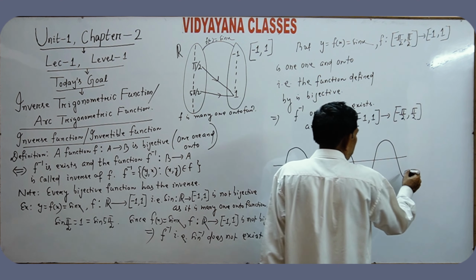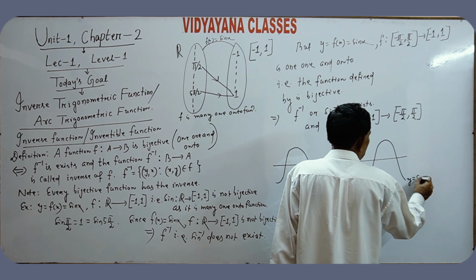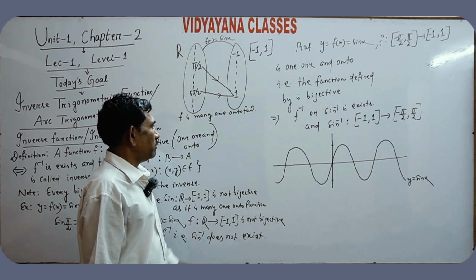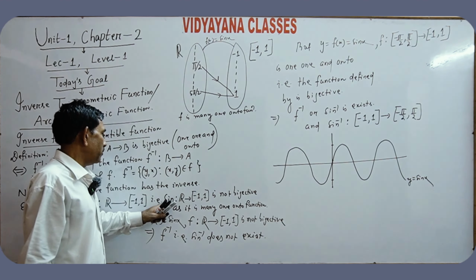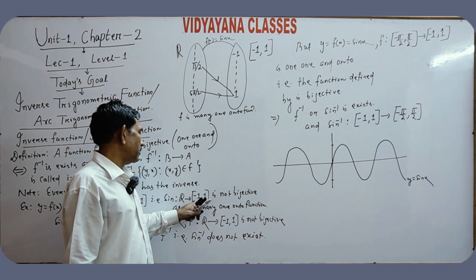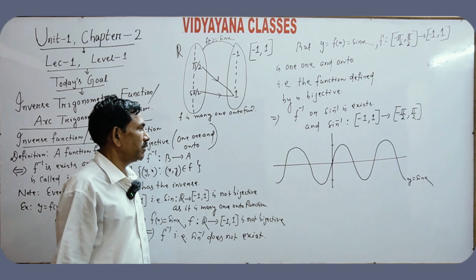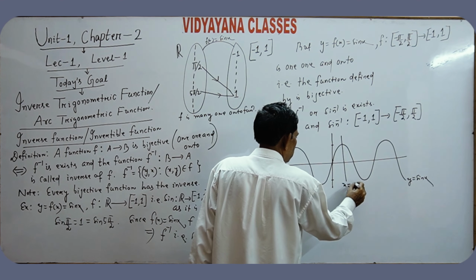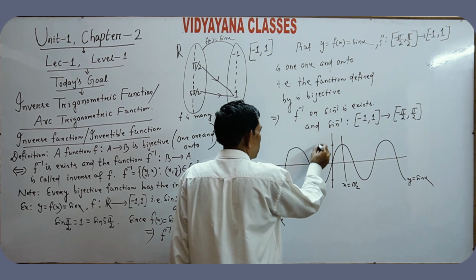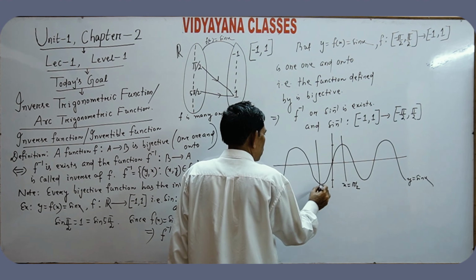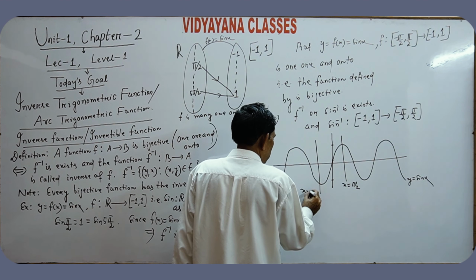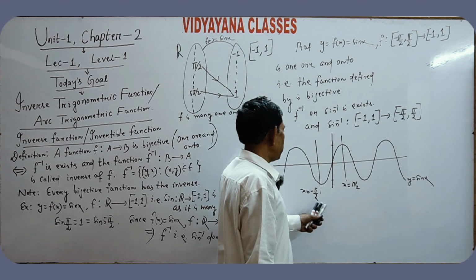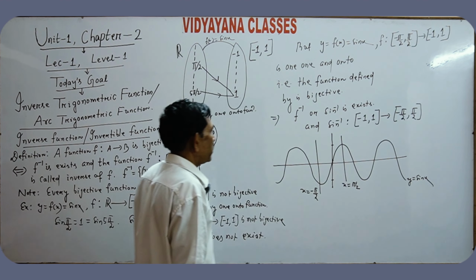It is the graph of y is equal to sin x, from R to the closed interval [-1, 1]. Sin from R to [-1, 1] is not bijective. But x is equal to pi by 2, x is equal to minus pi by 2. This line is x equal to minus pi by 2. This line is x equal to pi by 2.